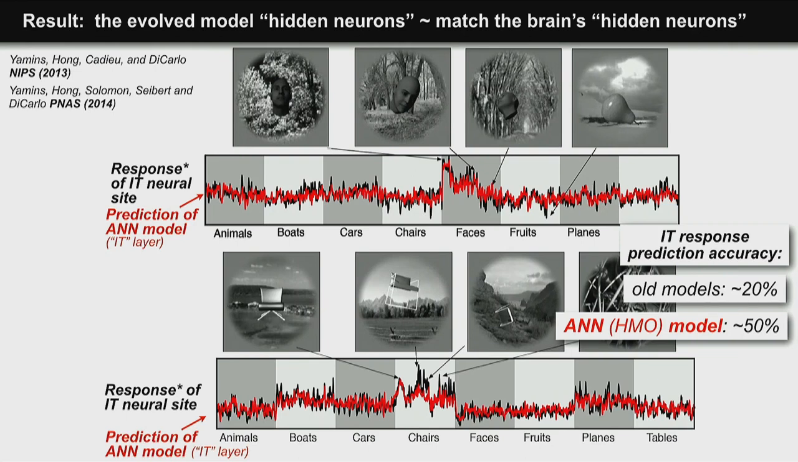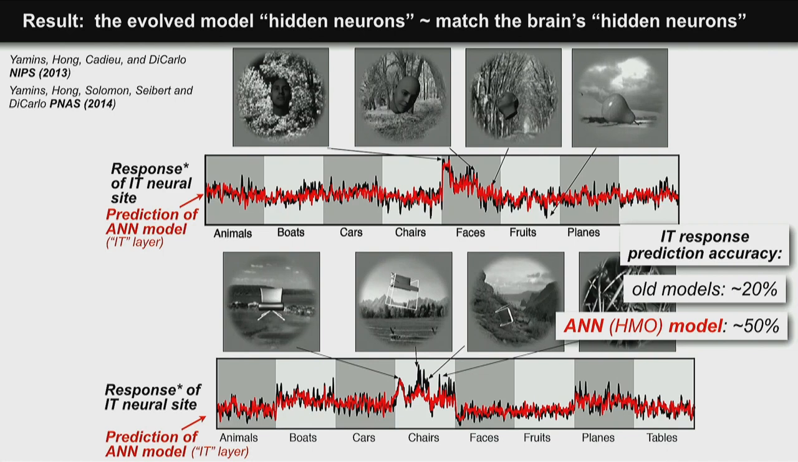And the fraction of reproducible variance that is explained, on average, in these two examples is about that. This is what a 50% explained variance looks like. It's about half of the explainable variance is explained, which is actually quite good. Old models like HMAX and others were actually around 20%, and I'll show you that in a minute. So when I said we had a breakthrough, I mean, the models were pathetic, and then they had this huge jump once we started building things this way. And that's what I meant by saying there was a breakthrough.